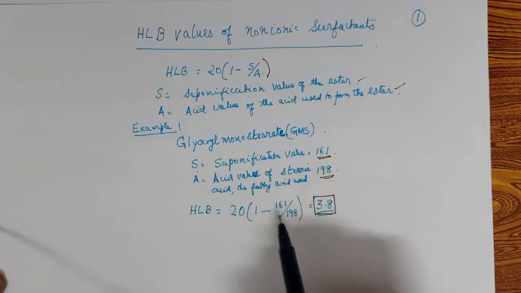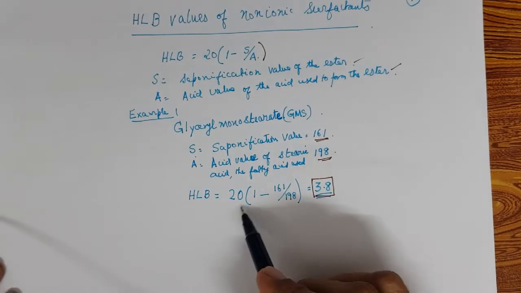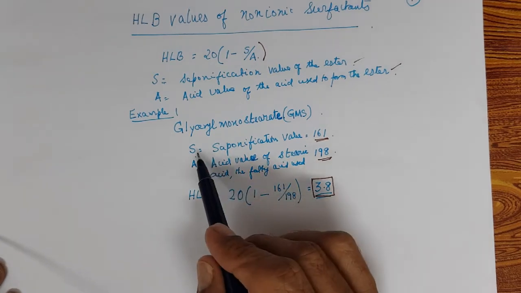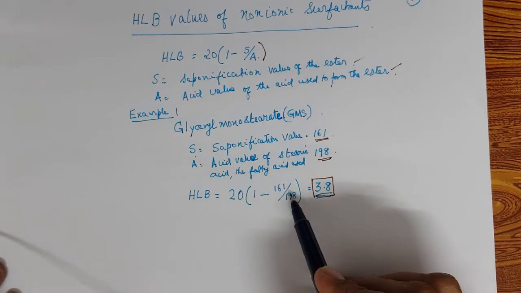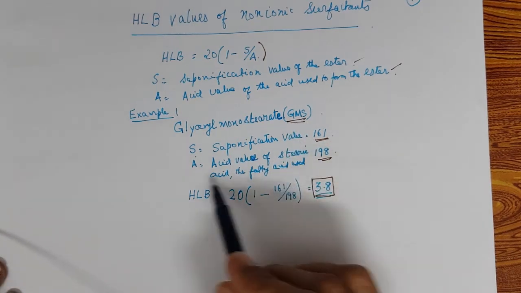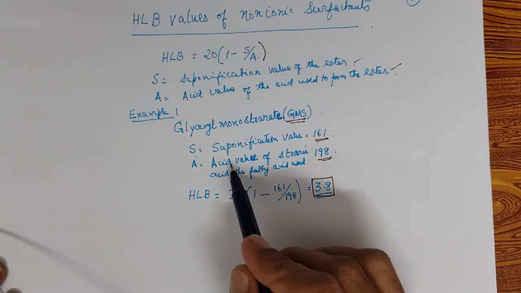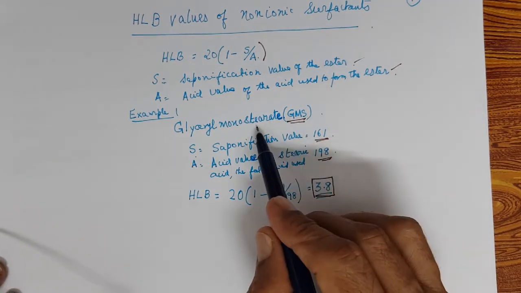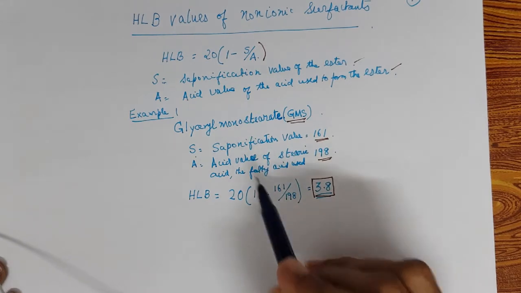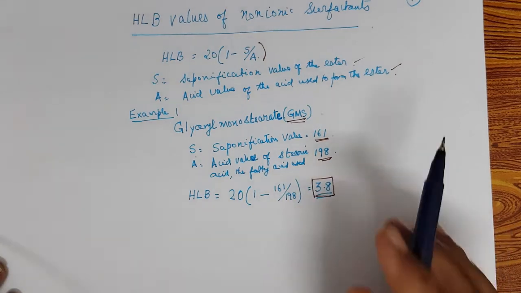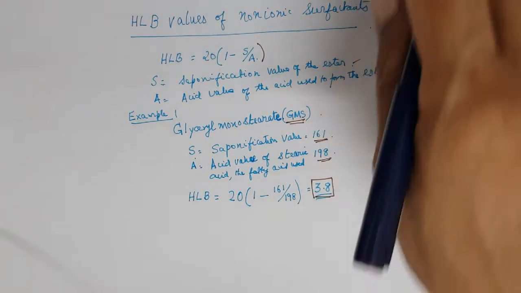The HLB of glyceryl monostearate is calculated like this: 20 into 1 minus 161 by 198. 161 is the saponification value of glyceryl monostearate and 198 is the acid value of the stearic acid. So stearic acid is used for the formation of glyceryl monostearate. So A is the acid value of the fatty acid used, right?